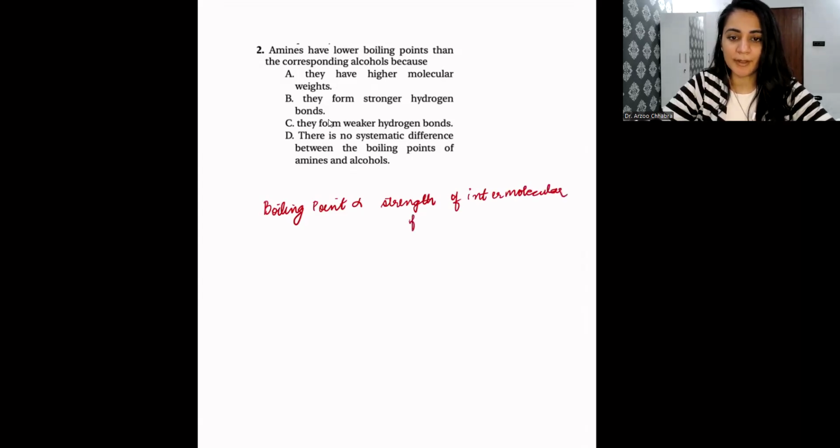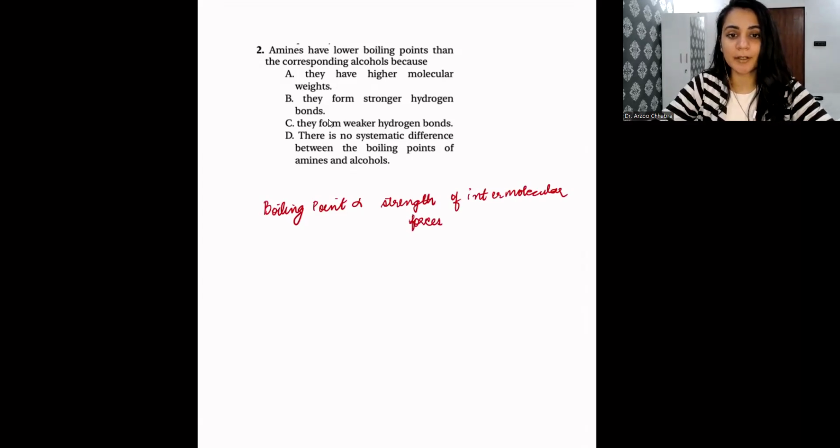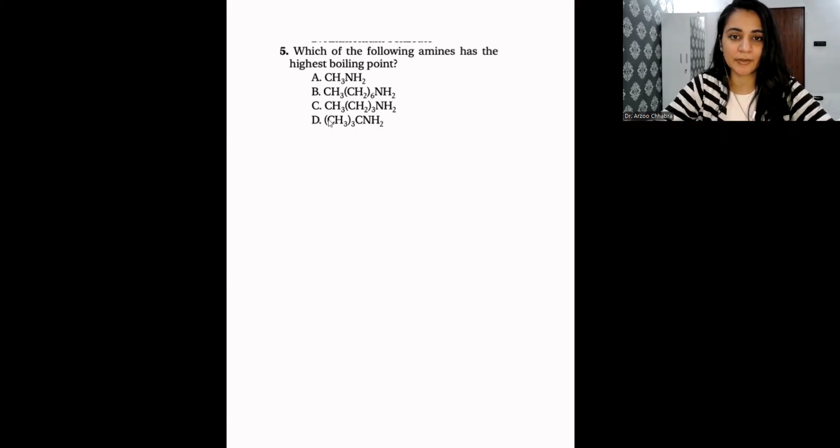And so if your intermolecular forces are stronger, the corresponding compound will have a higher boiling point, right? So we can say that because amines have a lower boiling point, it is because they form weaker hydrogen bonds. All right. Whoops. It just brushed to the last page.